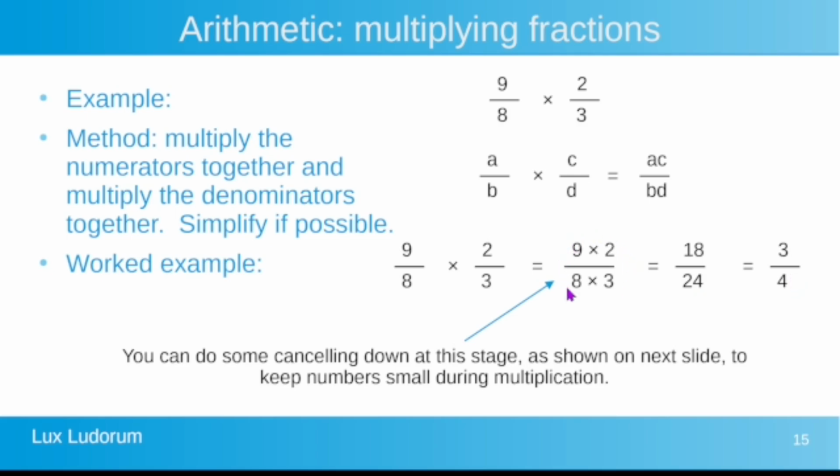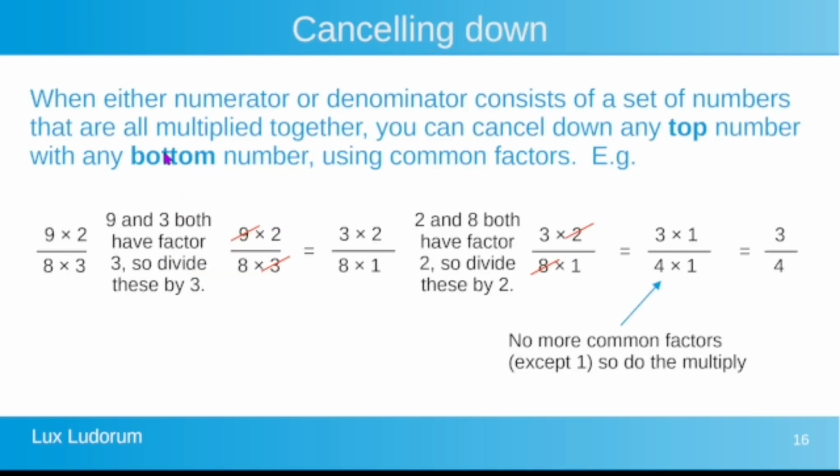At this stage, it may be possible to do some cancelling down, and I'll show you that in a second. That helps to keep the numbers small during multiplication. Here we are cancelling down. When either the numerator or the denominator consists of a set of numbers that are all multiplied together, you can cancel down any top number with any bottom number using common factors to those two numbers.